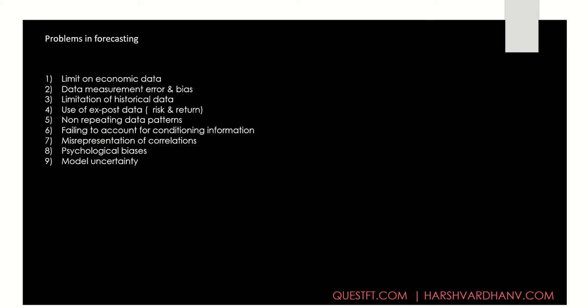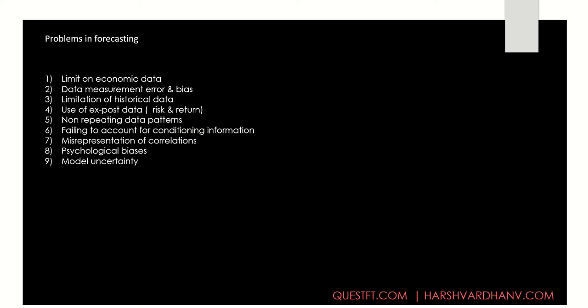The fourth is quite self-explanatory, the use of ex-post data. Ex-post is obviously historical, and it is the same problem that you're using historical data to project or forecast the future.